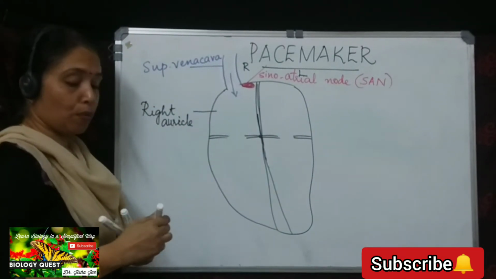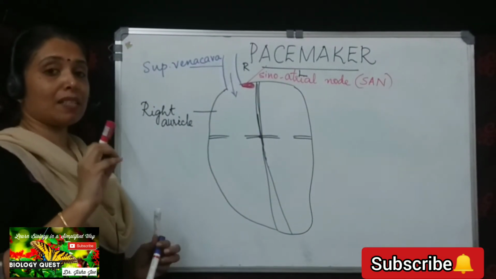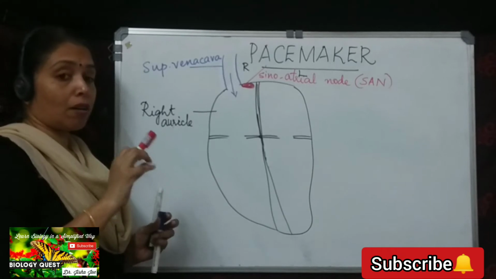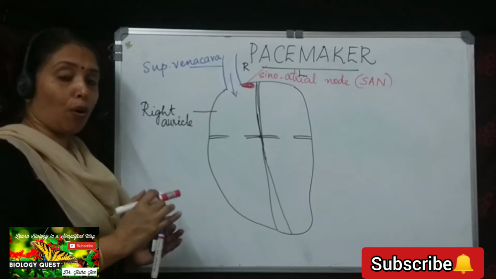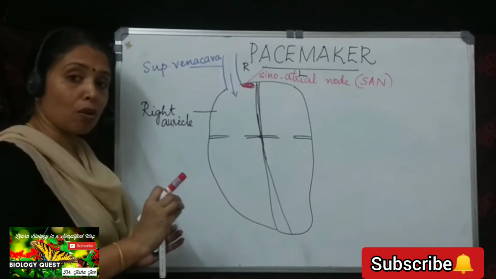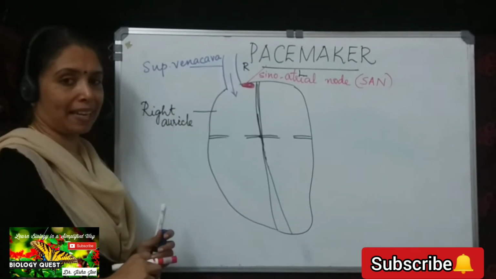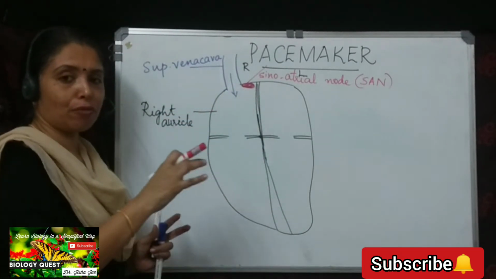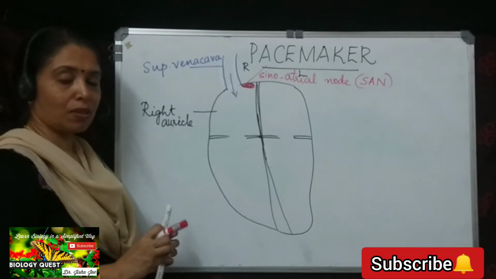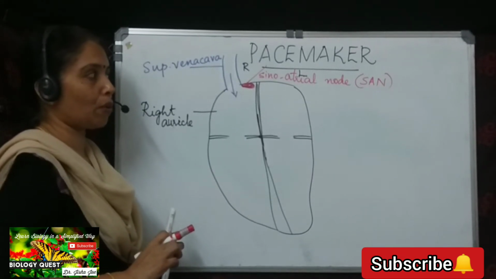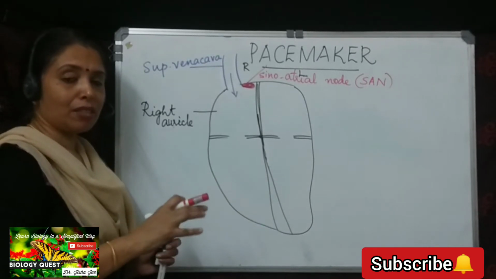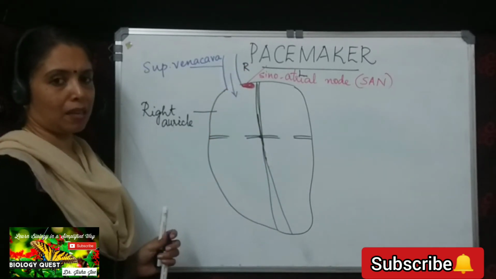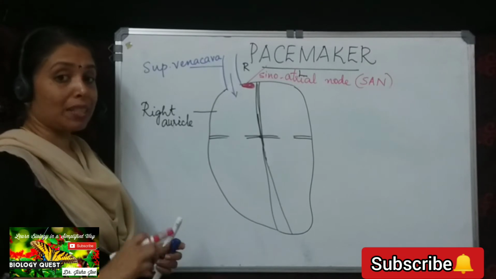I hope you have understood what the pacemaker is. Actually, the pacemaker is a small region which consists of a group of cells present on the inner wall of the right auricle, very close to the opening of the superior vena cava. It is at this region that the command for the heartbeat arises. That is the function of the sinoatrial node or the pacemaker. So it gives the command.